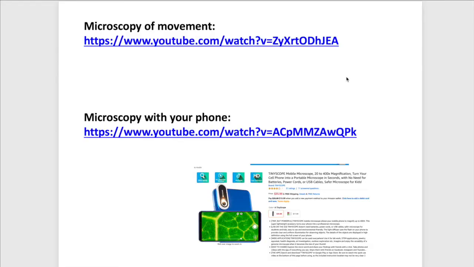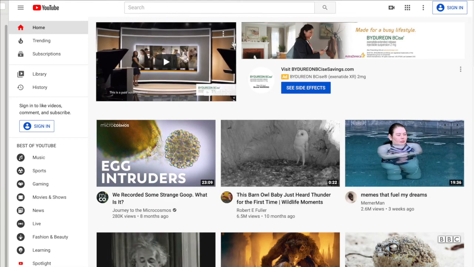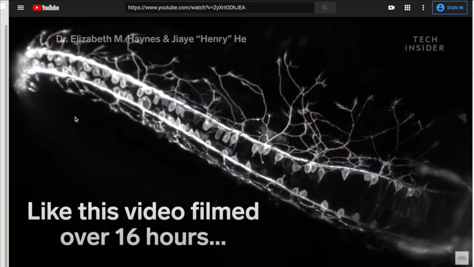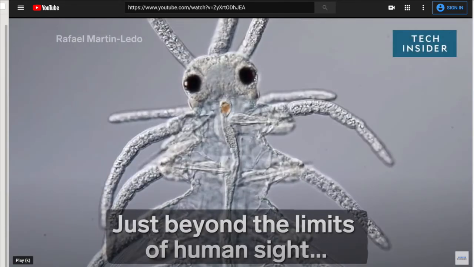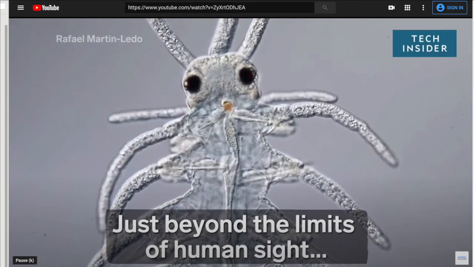Now, let's look at the microscopy of movement. This is one of the great things that we can look at. Not only can I look at things as they are, but with my light microscope, I can actually see how things move. So let's look at a video of movement that we can see with the light microscope.